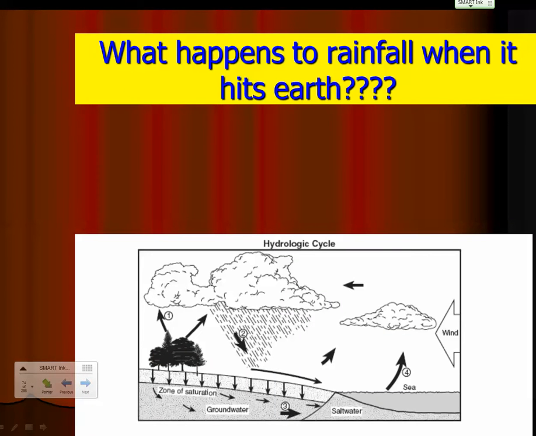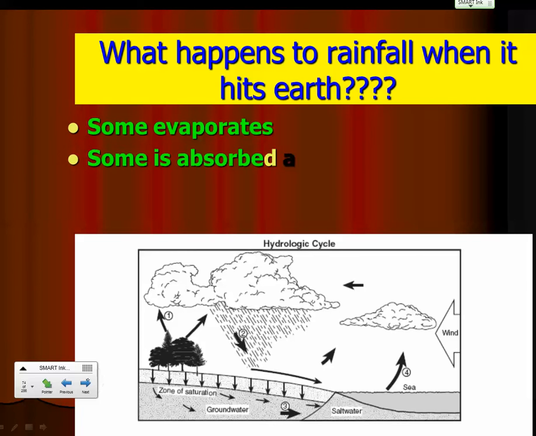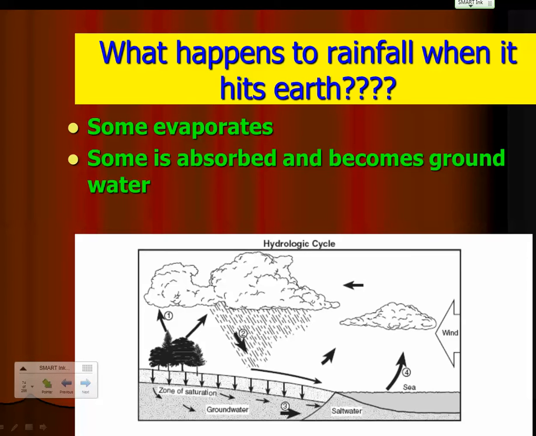So some questions. First, what happens to rainfall when it hits Earth? Well, we know some of it can evaporate back up into the sky. You can see that in numbers 1 and 4 in this diagram. Some is absorbed and becomes groundwater. That's occurring right down on the ground level. You can see a bunch of arrows soaking in this area here. All these areas. That's absorption becoming groundwater.